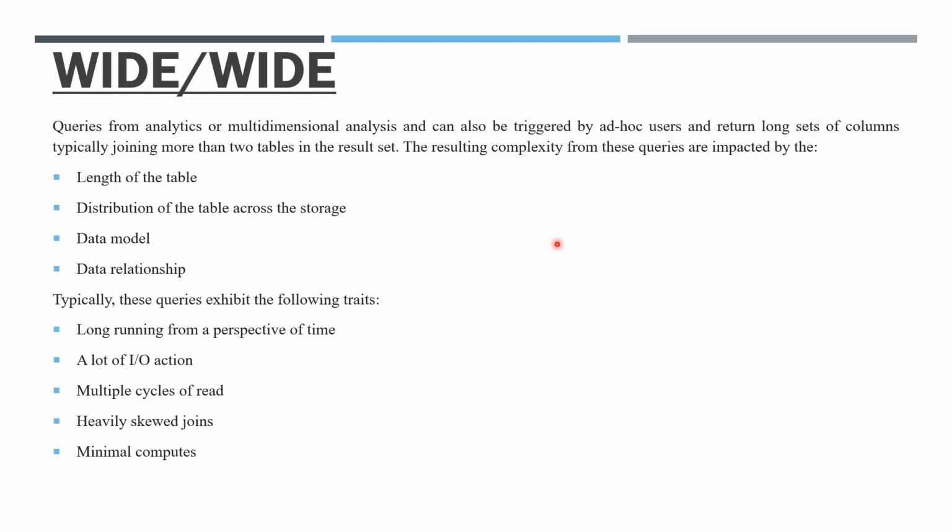First is wide. These are queries from analytics for multi-dimensional analysis and can also be triggered by ad hoc users, and return long sets of columns, typically joining more than two tables in the result set. The resulting complexity of these queries is impacted by these four: length of the table, distribution of the table across the storage, data model, and data relationship. Typically these queries exhibit the following traits. There are five traits here: long running from a perspective of time, a lot of input-output action, multiple cycles of read, heavily skewed joins, and minimal compute. Next.